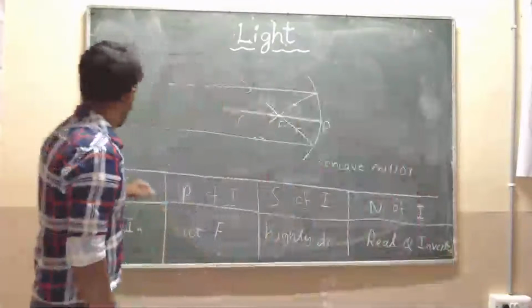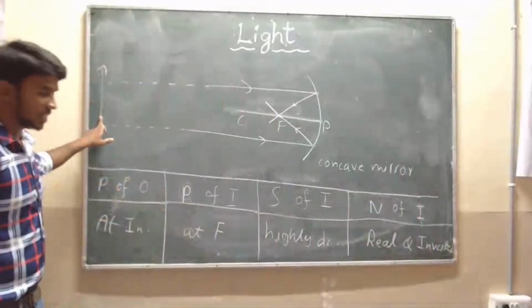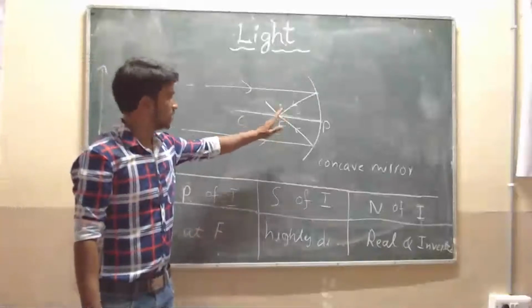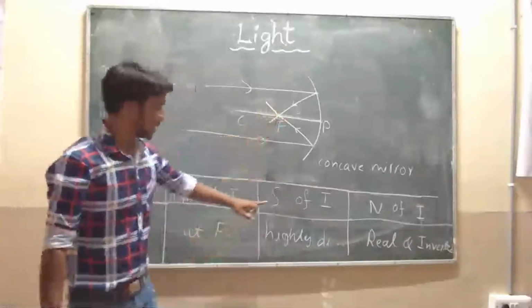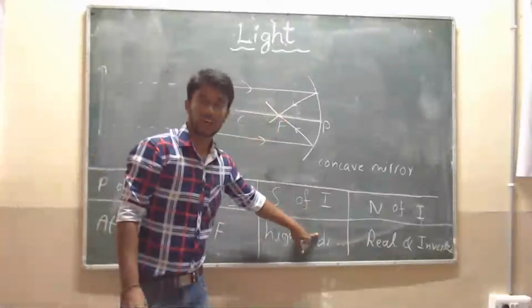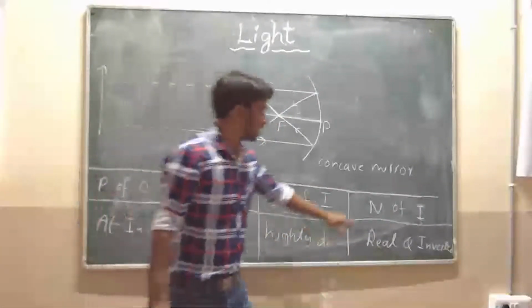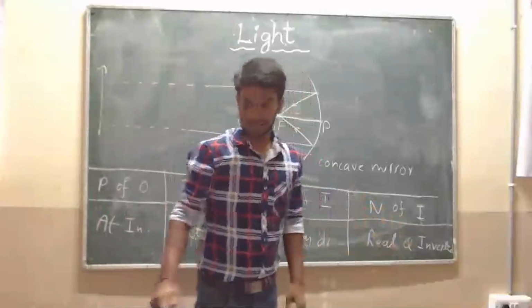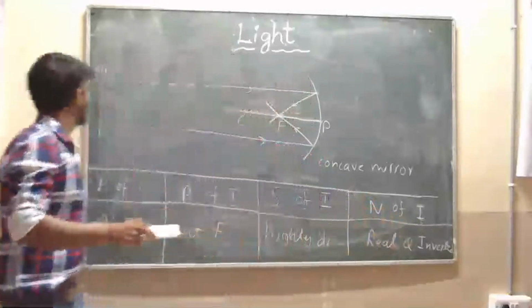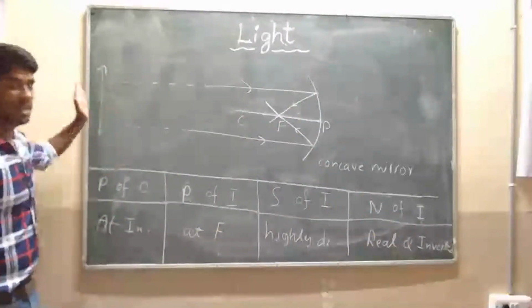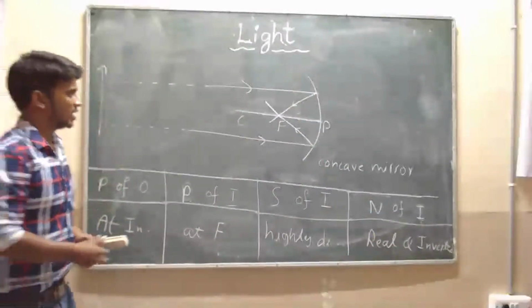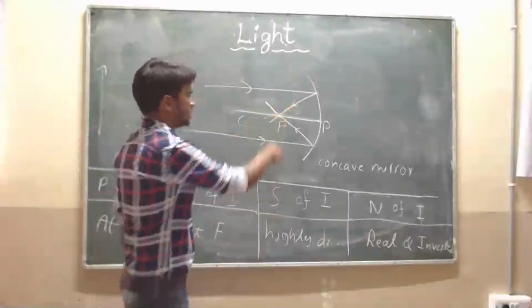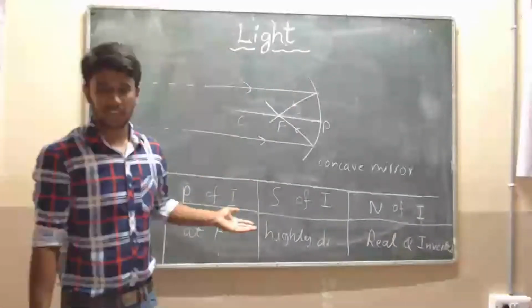Okay, see, position of the object at infinite distance, position of the image at F. If you keep the screen here, you will get the image. Next, size of the image is highly diminished or point size. Then nature of the image is real and inverted. So this is when the position of the object is at infinite distance. Here, to draw, just use your scale, then to measure the angle, just use your protractor. Yesterday we have studied, right?